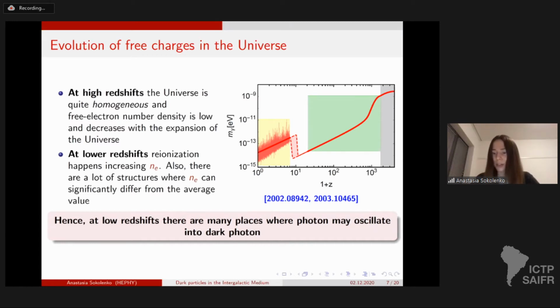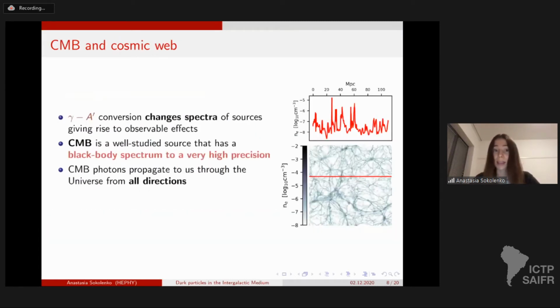a lot of conversion could happen. And for example, if you take the CMB, a spectrum that is very well studied, we know that the CMB is, to a very high precision, a Planckian spectrum. That means that if these CMB photons converted into dark photons, they would just disappear, and it would disturb the Planckian spectrum. And in this way, you can put some strong constraints on this model.